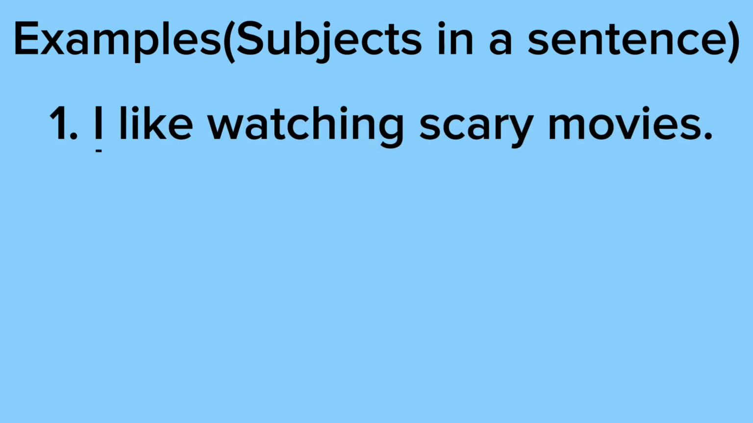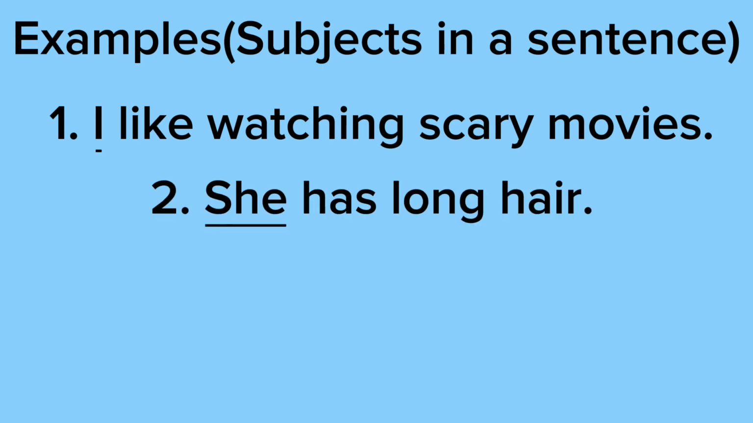So our first example says, I like watching scary movies. As you can see, I underlined I because I am the one that's performing the action. And the action that's being performed is like, also the verb. Our next example says, she has long hair. She is underlined because she is the subject, because she's the one that's doing the action. Also the verb, which is has.